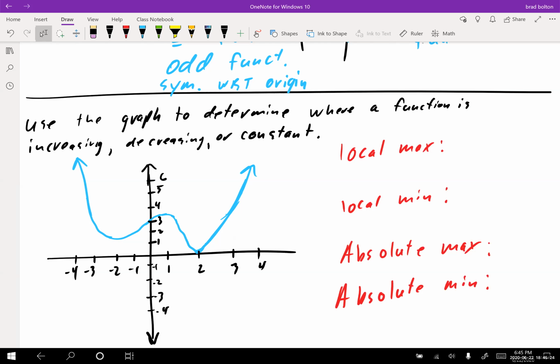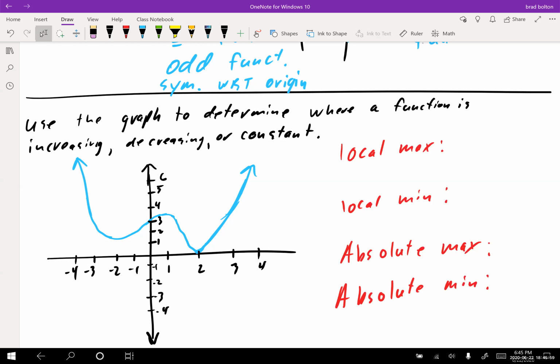Okay, so this next part is we want to use the graph to determine local mins and local maxes. A local min or a local max is the highest point or the lowest point in that neighborhood, like in that location. So I always think of it as the neighborhood I live in. If you're the highest house in that neighborhood, you're the local max. If you're the lowest house in that neighborhood, you're the local min. It doesn't mean that you're the highest house in the whole city, but you're the highest house in that neighborhood. So that's just the way I think about it.